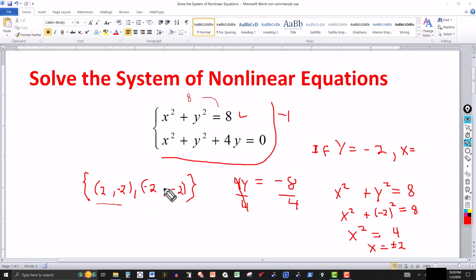But now let's check the other equation. So -2 squared here, that's 4. And 4 is 8. -2 here for the y is -8. That's 0. Okay. Check the first ordered pair also. 2 squared is 4. -2 squared is 4. 4 and 4 is 8. And then a -2 here for the y is -8. 8 minus 8 is 0. So this confirms that this is the solution.